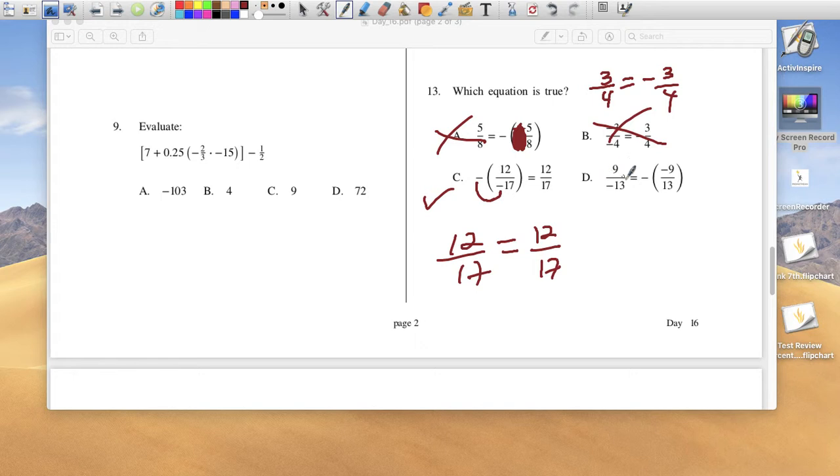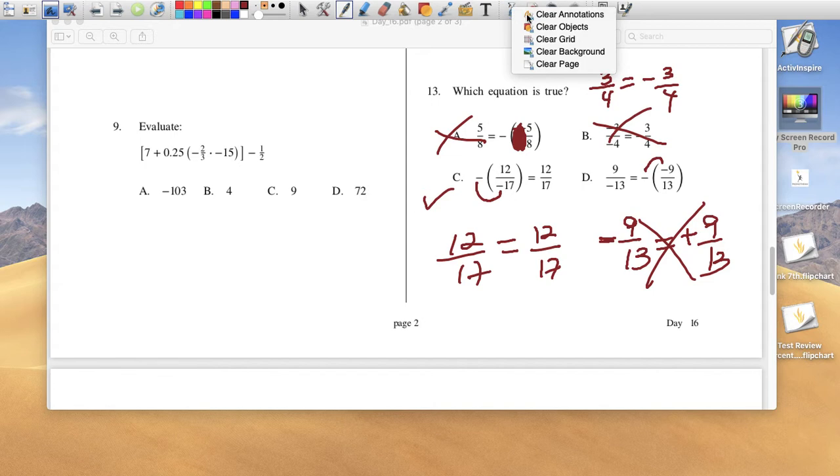D, 9 and negative 13 over negative 13 is a negative value, right? So no matter how you divide this, it's going to be negative. On the other side, we got a negative on the outside and a negative inside the parentheses. So negative and negative becomes positive 9, 13. So they're definitely not the same. So number 13 is C.